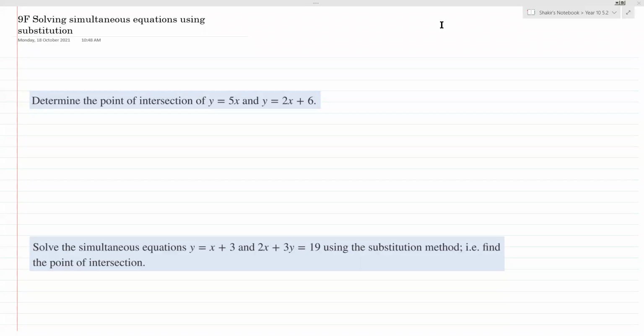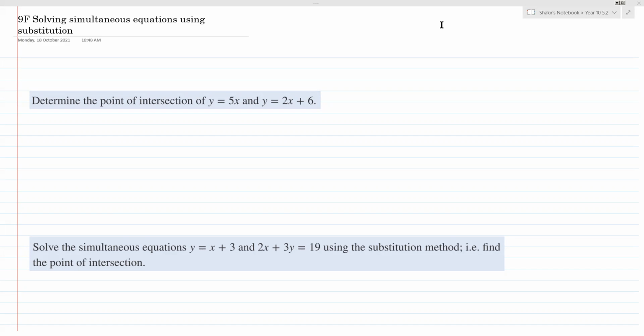Welcome to a lesson on exercise 9F. We are going to be solving simultaneous equations using substitution. Now, hopefully you've done the exercise which we did last, which is solving simultaneous equations graphically. That will give you a conceptual understanding of what we're trying to do. A quick recap. It's basically when you try to find the point of intersection of two lines, two straight lines.